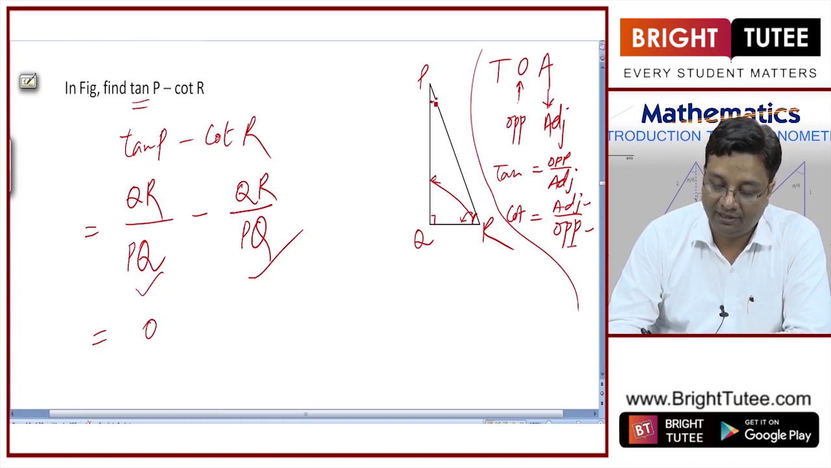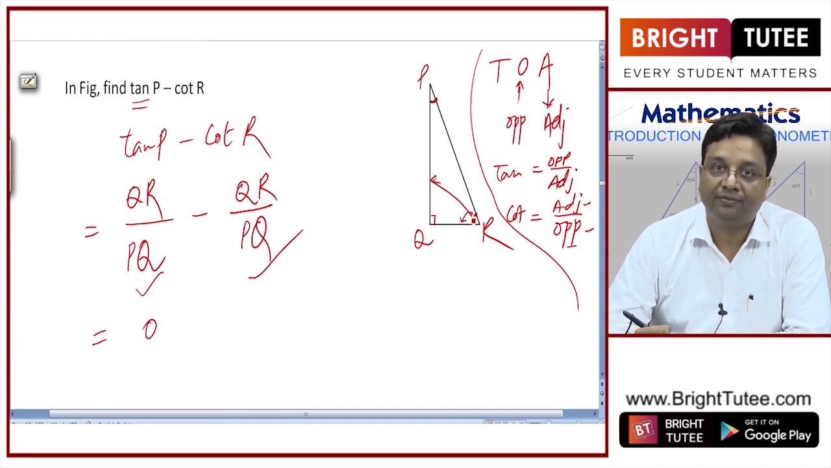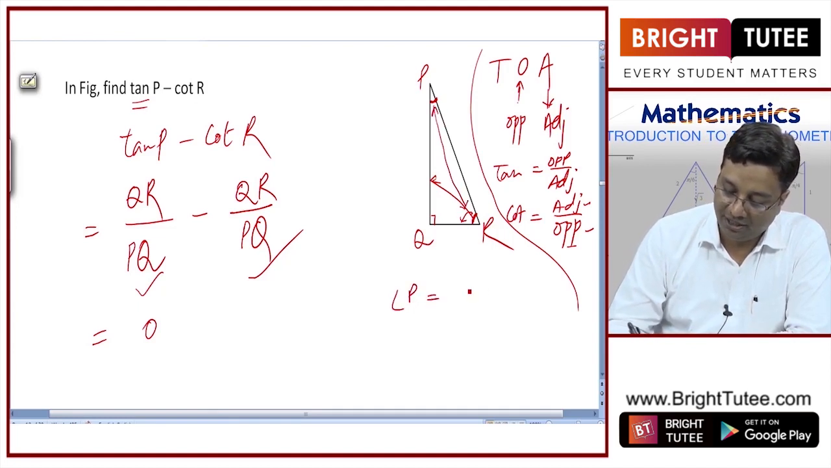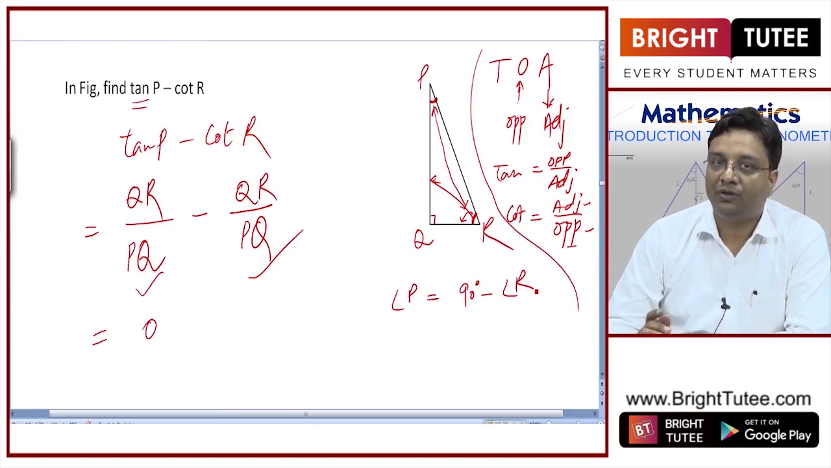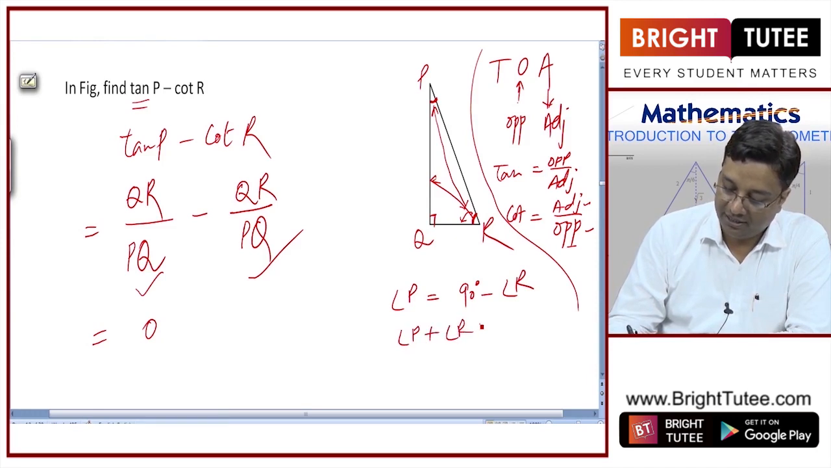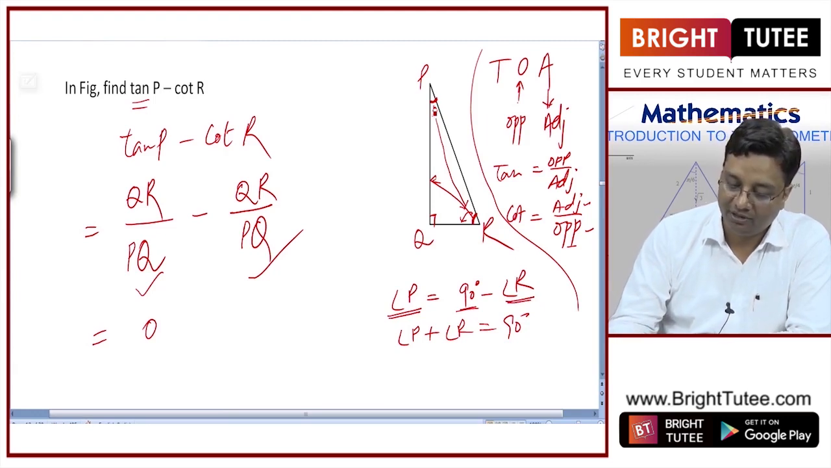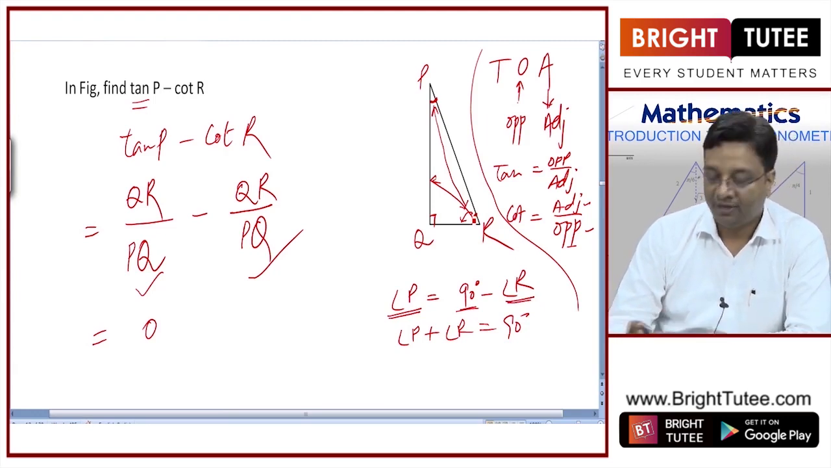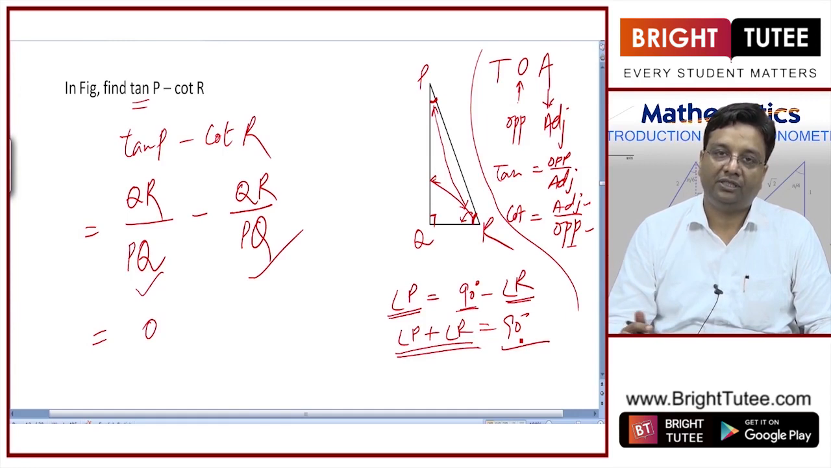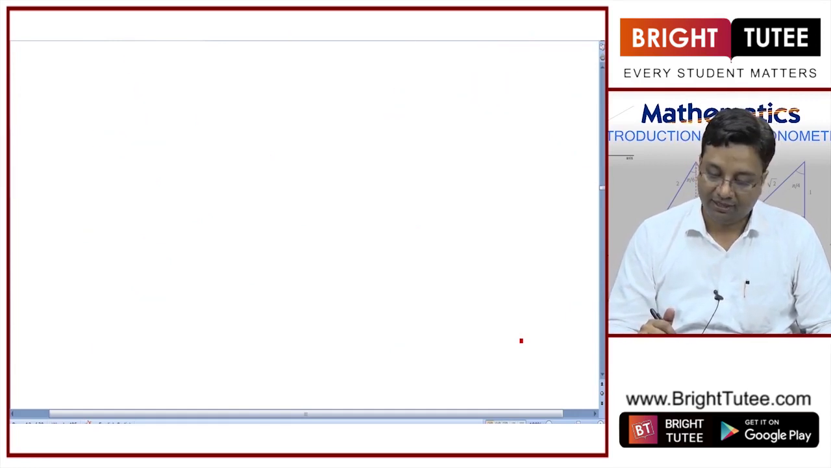So tan of this angle is equal to cot of this angle, right? And what is the relation between these two angles? Angle P is nothing but 90 degrees minus angle R. What is the sum of all angles in a triangle? It is 180. So this is 90. So what is angle P plus angle R? It is equal to 90. Hence you can write angle P is equal to 90 minus angle R, right? So these two are complementary angles, sum of which is equal to 90 degrees, right? So you should appreciate this observation, which we will use in the next exercises also.